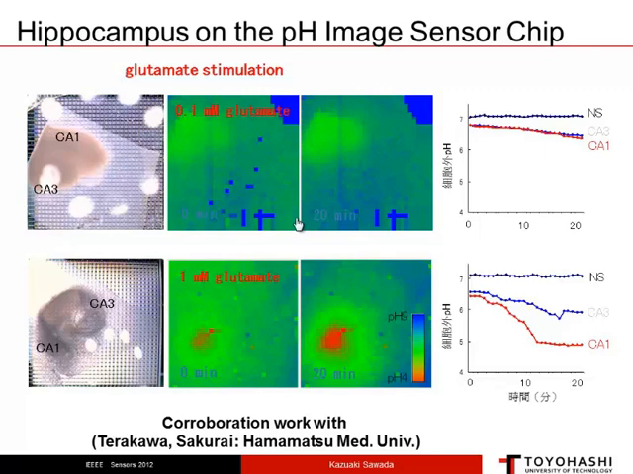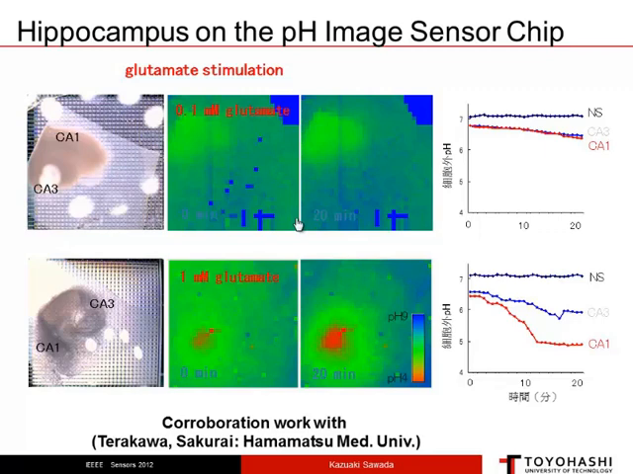Even if the whole area of the hippocampus has stress, they carried out this experiment. They put a sliced hippocampus from a rat. Here are the CA1 area and CA3 area. They applied 0.1 millimolar glutamate. The glutamate simulated the stress. Then, as you can see, here is a hippocampus. The hippocampus is alive, so alive and breathing. So pH decreases gradually.